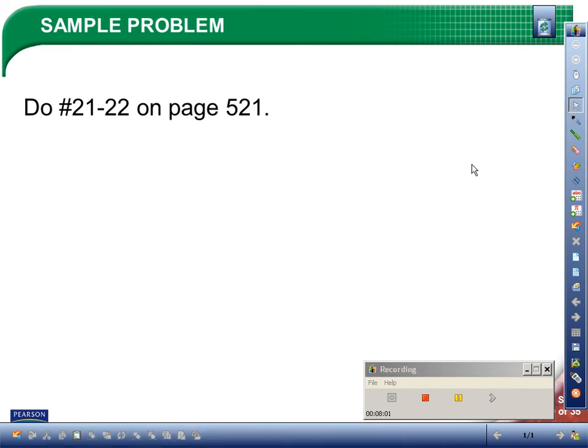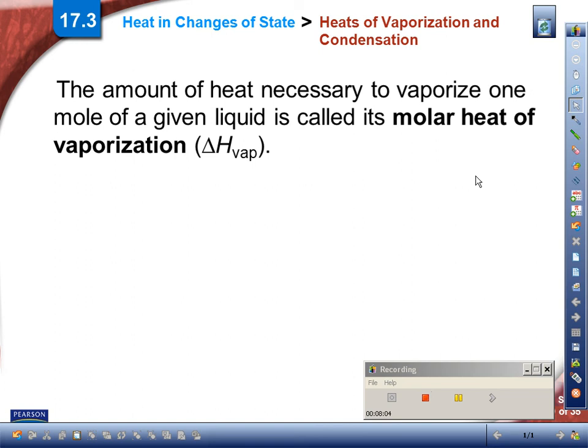Alright, so that was melting and freezing. Well, we can definitely go from another state, and we can vaporize something. So to vaporize, of course, is to go from a liquid to a gas or a vapor. And so the molar heat of that is the energy to vaporize 1 mole. That's the molar heat of vaporization.